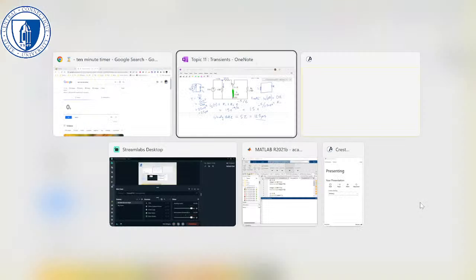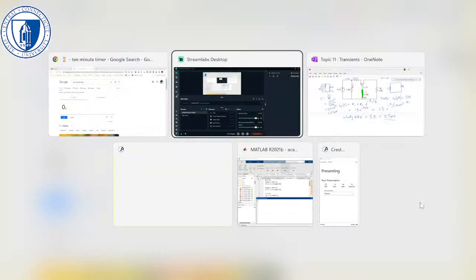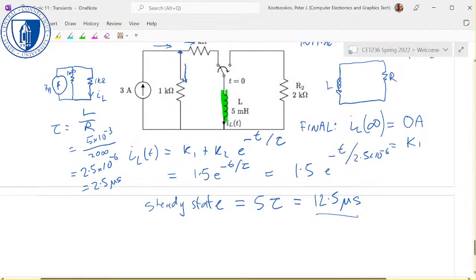Turn that on again. Make that go away. Just check we've got audio back. We have audio. There was a big lag there. Okay.